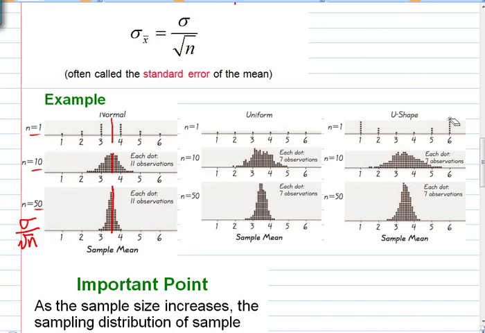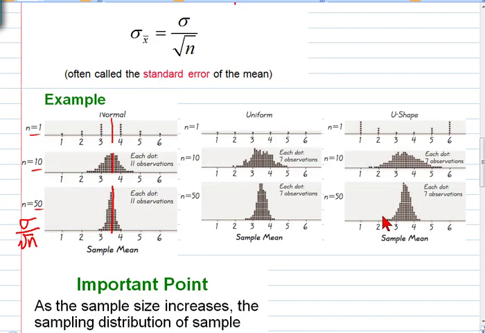This population is U-shaped. It's almost the inverse of what the normal distribution is. It's like flipping the normal distribution upside down. And we have a U-shaped distribution if our sample size is 1. If we increase the sample size to 10, we see that kind of flip around. And if we increase our sample size to 50, this is clearly a normal distribution.